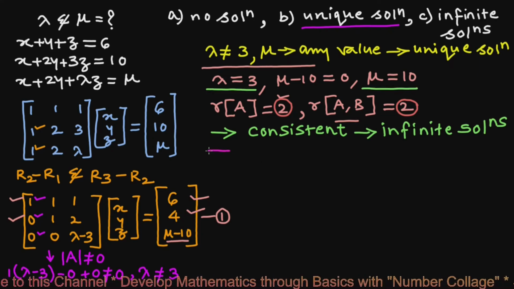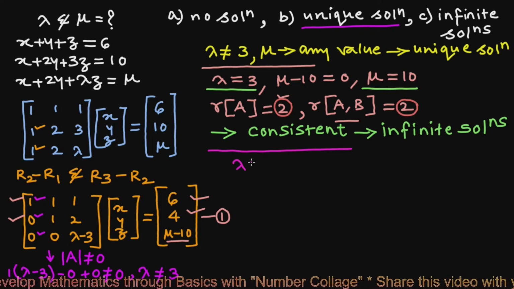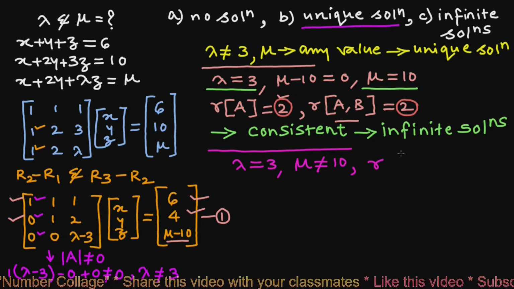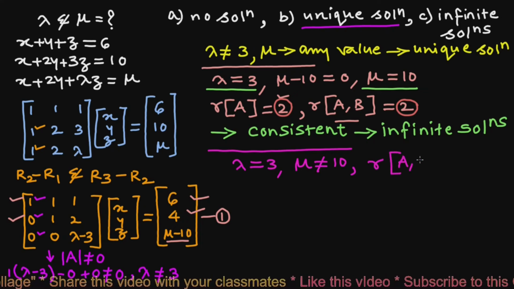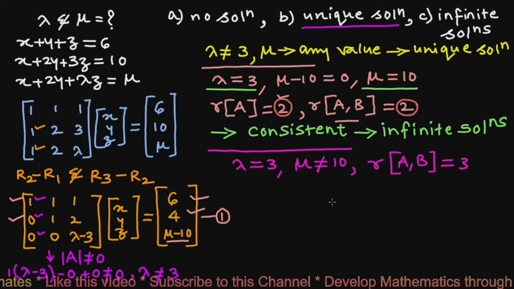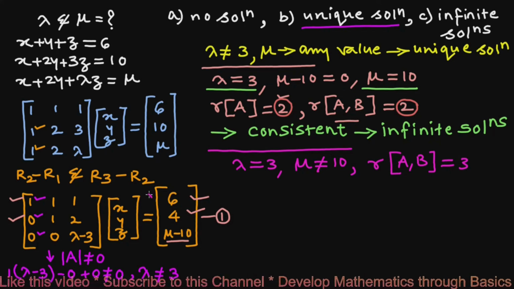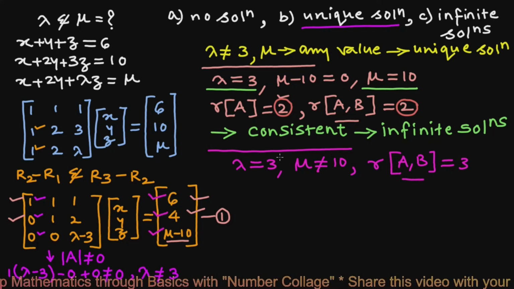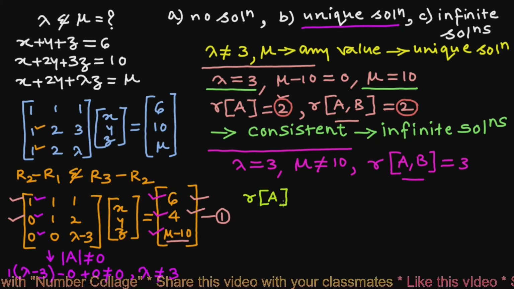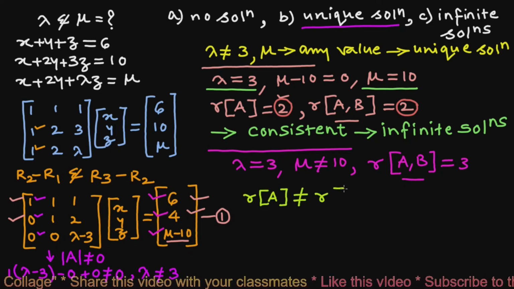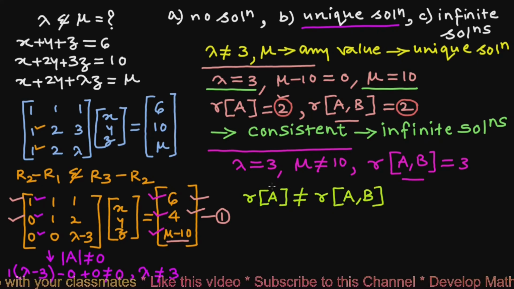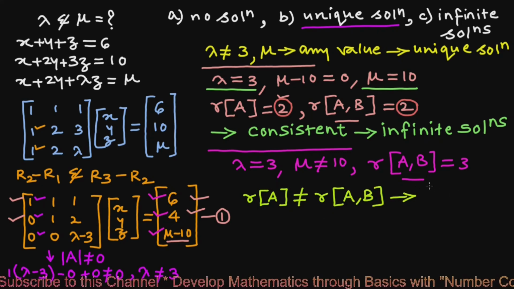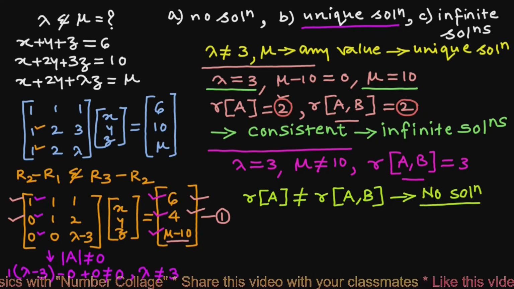Now in the third possibility, if lambda equals 3 and mu not equal to 10, rank of augmented matrix A comma B will be 3 because in that case there will be 3 non-zero rows in the augmented matrix. And when rank of coefficient matrix not equal to rank of augmented matrix, it means that the system of equations will not possess any solution or no solution.